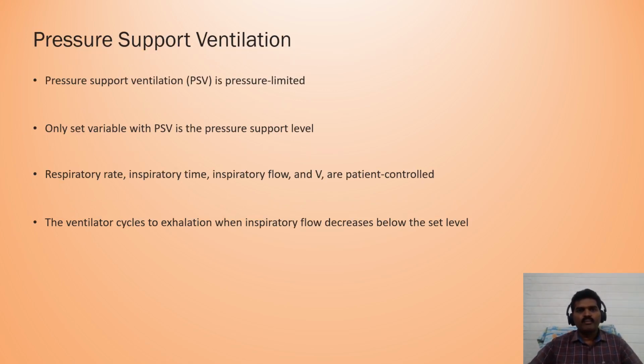In pressure support ventilation, pressure is the limiting variable. The only set variable with pressure support ventilation is the pressure support level. Respiratory rate, inspiratory flow, and tidal volume are all patient controlled. Pressure support ventilation is usually used for patients who are able to spontaneously breathe, or patients who are put on non-invasive ventilation. The ventilator cycles to exhalation when inspiratory flow decreases below a set level.